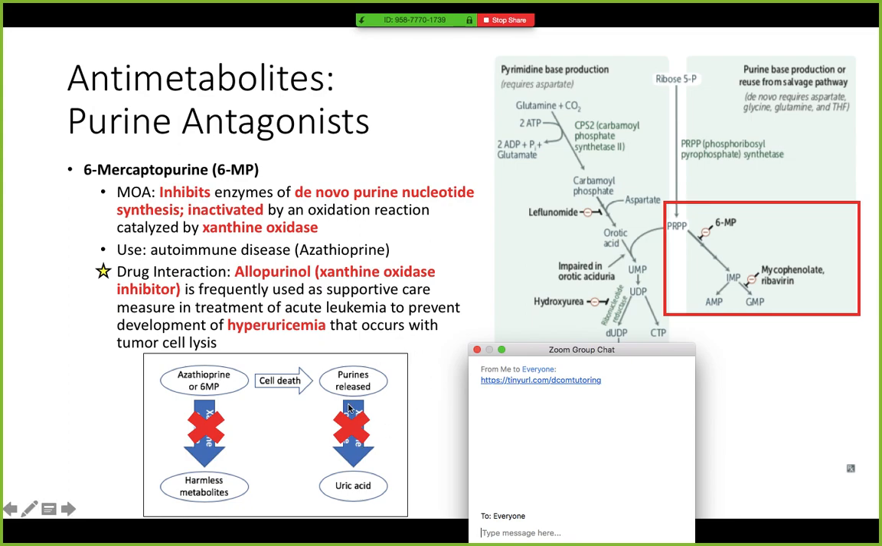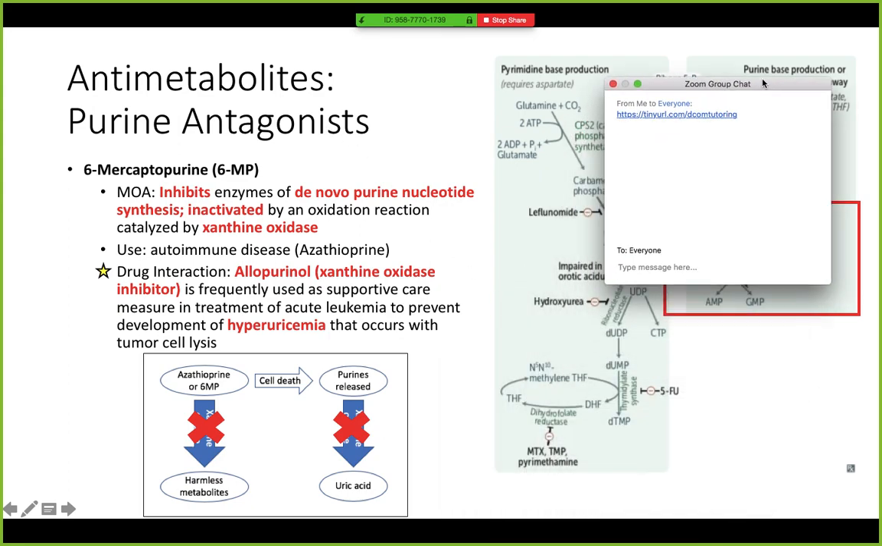But the problem here is that if you're giving allopurinol, you're inhibiting xanthine oxidase, so you're not seeing that accumulation of uric acid, which is a good thing, but you're preventing the breakdown of azathioprine or 6-MP. You're preventing its breakdown into harmless metabolites. So there's a chance that you'll see a buildup or a potentiation of the activity of these two drugs, leading to further toxicity, I guess you'd say.